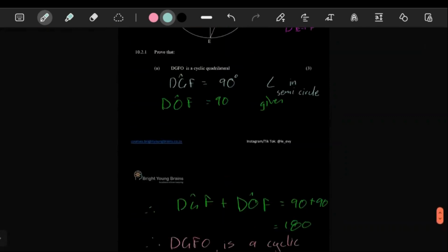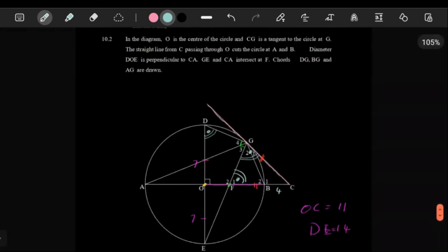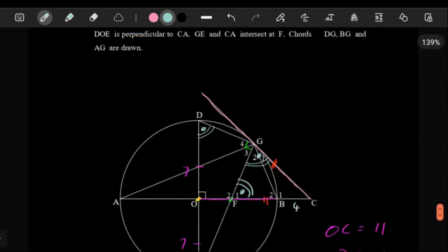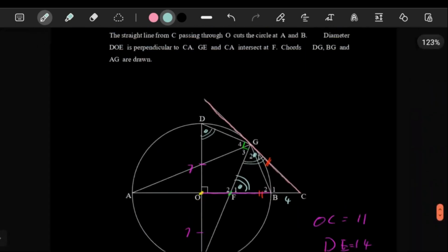Question 10.2.2b: we need to calculate the length of CG. You have to be a bit careful with this one, because if you look at where CG is, it's in a very interesting spot.